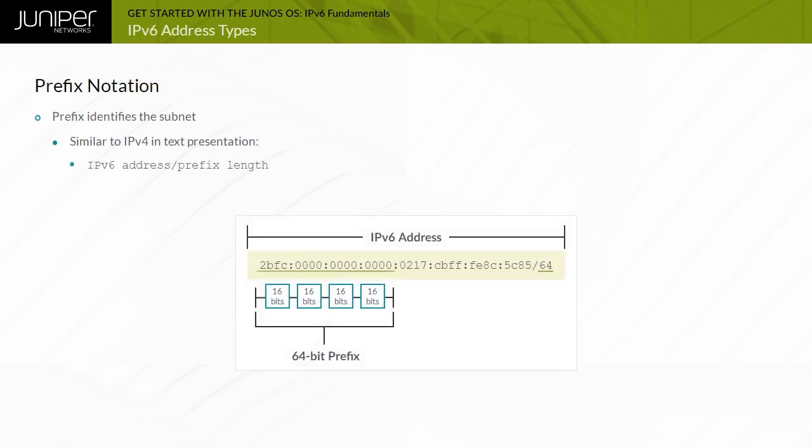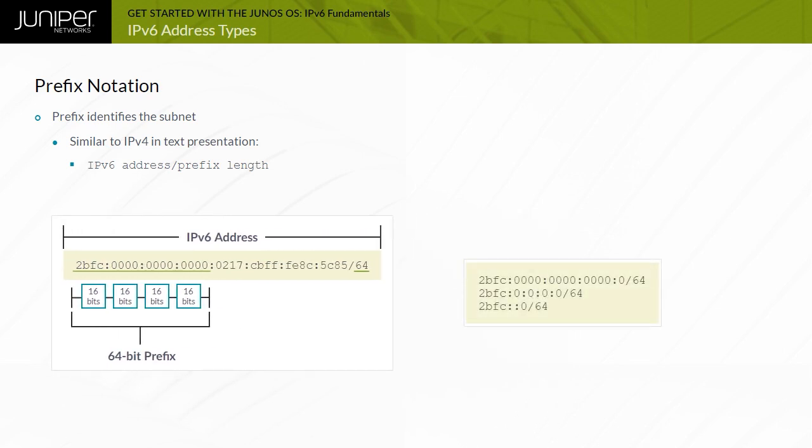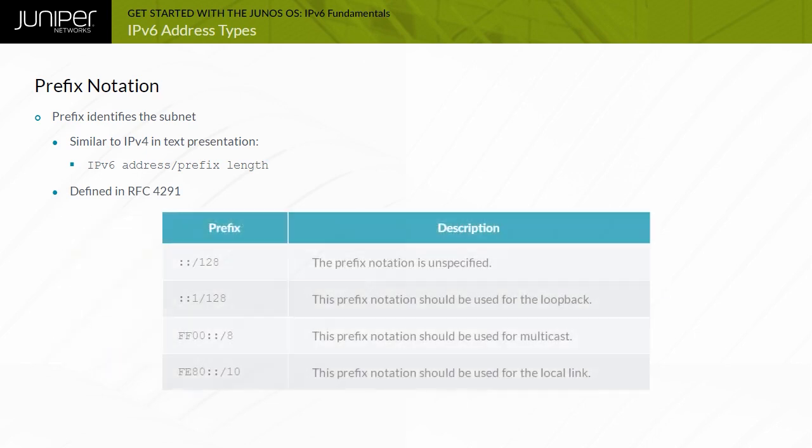IPv6 has some similarities to IPv4 in text presentation. The prefix determines the network address or subnet. The example shows a 64-bit prefix. The prefix is noted. Just like with IPv4, certain prefixes are reserved and should be used for specific types of traffic. RFC 4291 defines the latest rules regarding prefix notation. A few examples are shown in the table.